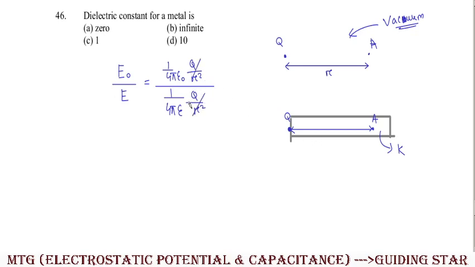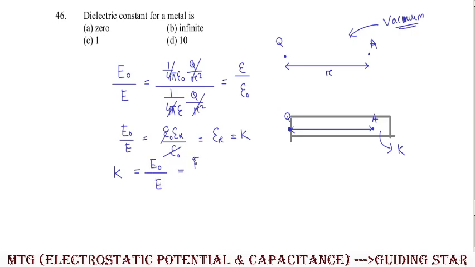So what will be the relation? q upon r square, q upon r square, and 1 upon 4 pi, 1 upon 4 pi will get cancelled, so it will be epsilon divided by epsilon naught, which is nothing but E naught upon E, equal to epsilon naught into epsilon r divided by epsilon naught. Finally these two will get cancelled, so it will be epsilon r, or we can write it as K, the dielectric constant of the given medium. So the dielectric constant is nothing but E naught, the electric field in free space, upon the electric field in the given medium. Clear? Or we can say the force between two charges in free space upon the force between the two charges in the given medium.